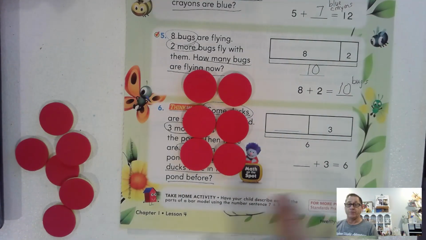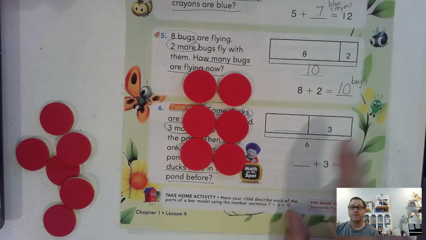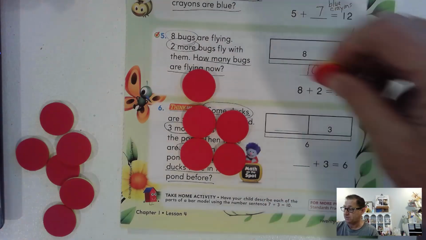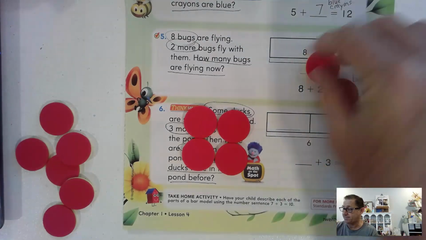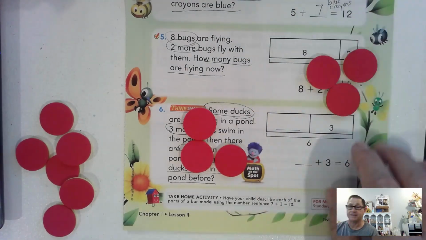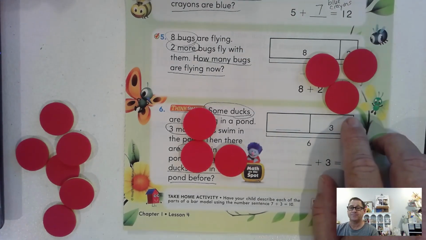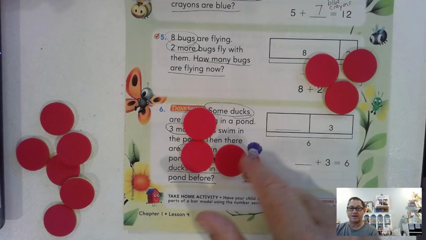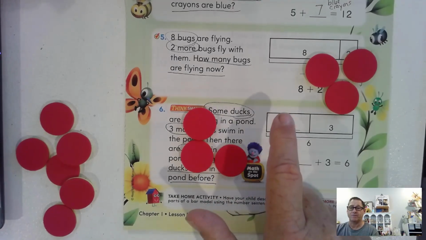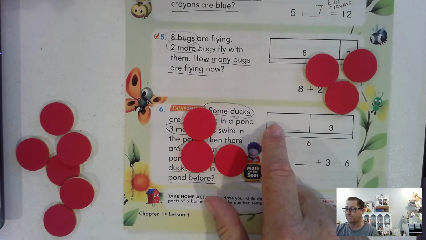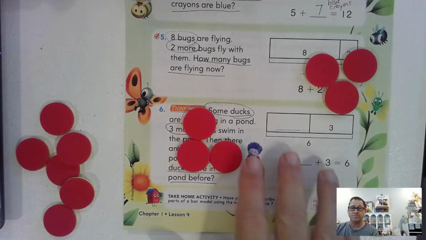Okay, so we know there are 6 total ducks. 3 of them came after. So let's move those 3 to here. Okay, that's the 3 more ducks. And the remaining amount that we had out of the 6 is the 3 that were there before. So how many were there before? 3.